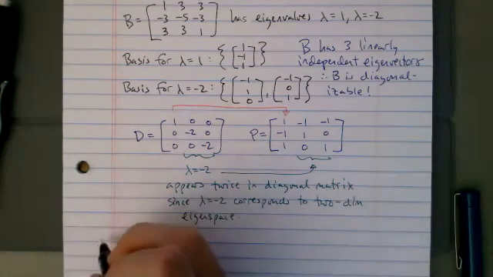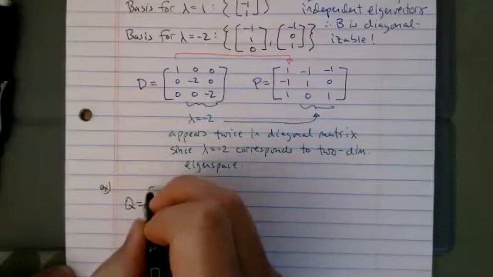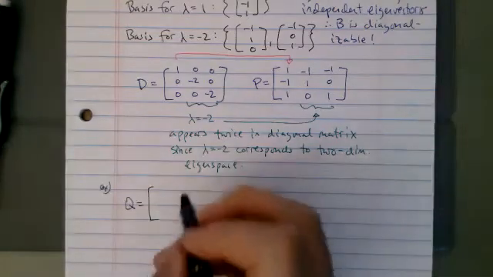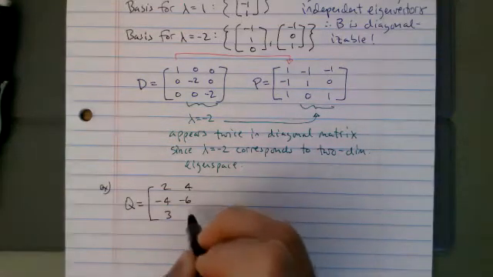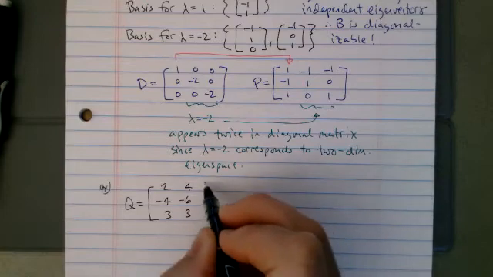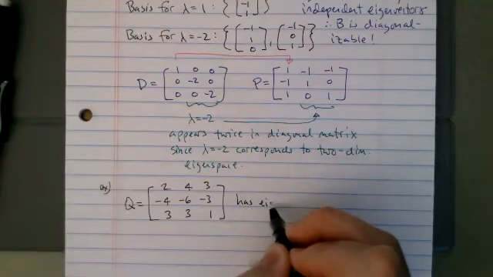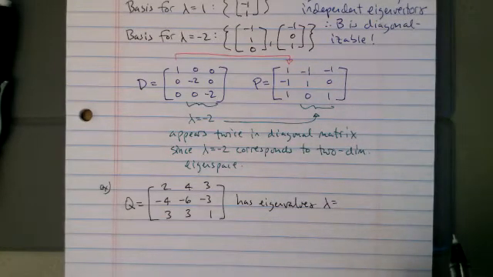Let's do an example where things don't work. Let's make a matrix Q, mostly because for some reason I don't like matrices named C. I don't know why. Okay, I'm going to give you a matrix. We're going to go with 2, -4, 3, 4, -6, 3, 3, -3, 1. It has eigenvalues lambda equals 1 and lambda equals -2.